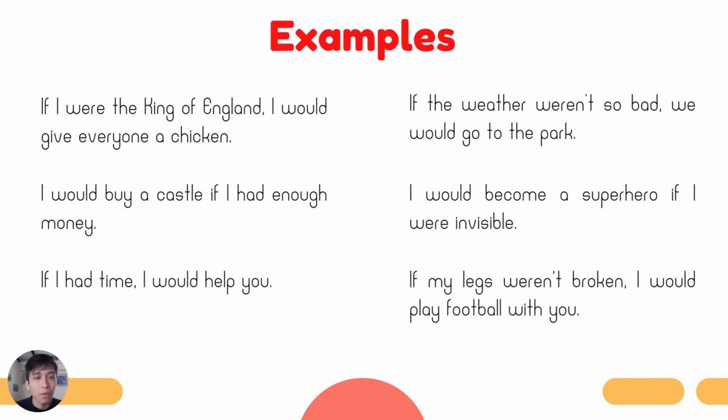Another one: I would buy a castle if I had enough money. Or if I had enough money, I would buy a castle. You know that you can make that replacement. If I had time, I would help you. This means that, in fact, I don't have time, so that is why I cannot help you right now.